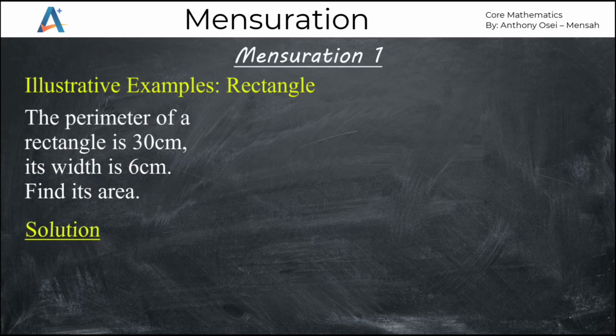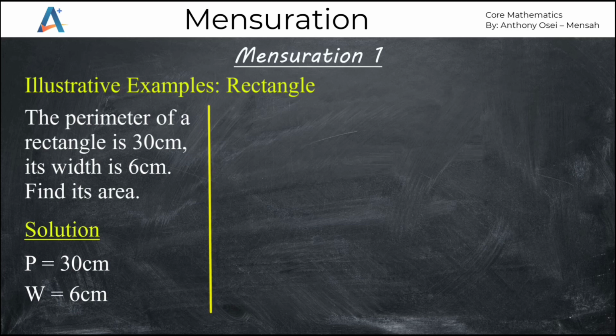Now, solution. We have the rectangle's perimeter, which is equal to P as 30 centimeters. Now we have the width of the rectangle, which is equal to W as 6 centimeters. But the perimeter can be in formula form, so let's get the perimeter formula. Perimeter is equal to 2 times the length plus 2 times the width.